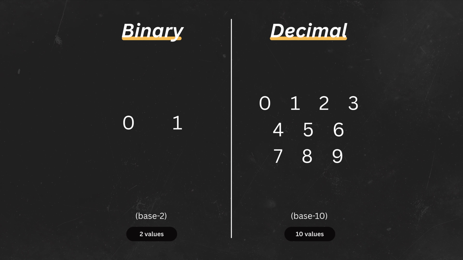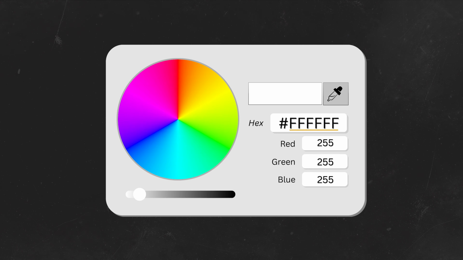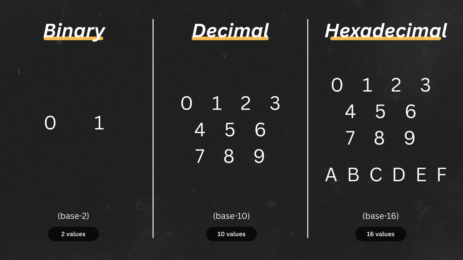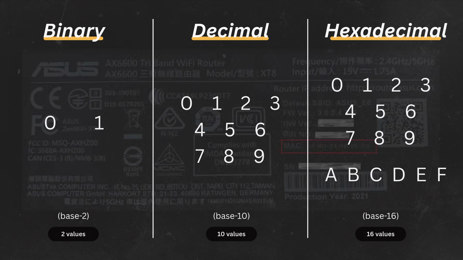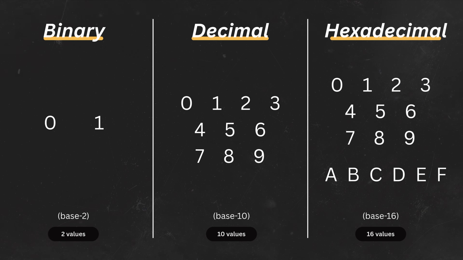But to make things even easier for us to read and memorize, the hexadecimal system was created, which is base 16 and has the values of 0 through 9 and A through F. This is how these color codes are calculated. Specifically, they're called hex codes. You've seen hexadecimal in a bunch of other places as well, like the back of your Wi-Fi router. It was created as a shorthand way for humans to read binary. Plus, it's easier to remember than a bunch of numbers.